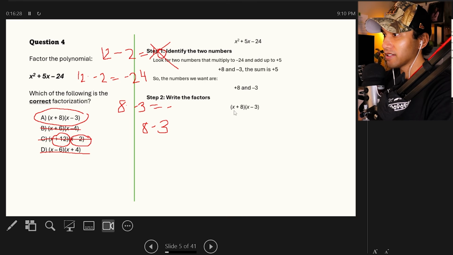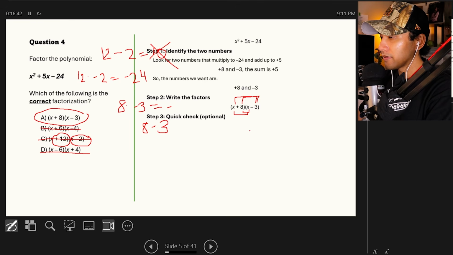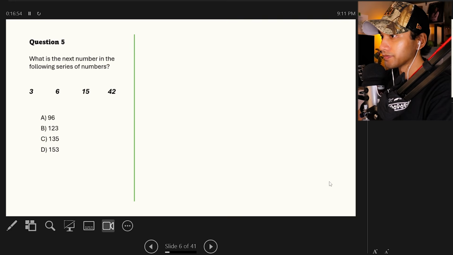Write the factors: x plus 8, x minus 3. We could do a quick check, which is the FOIL method. We just do x times x, x times negative 3, 8 times x, 8 times negative 3. And then we have the original polynomial, which is answer choice A.